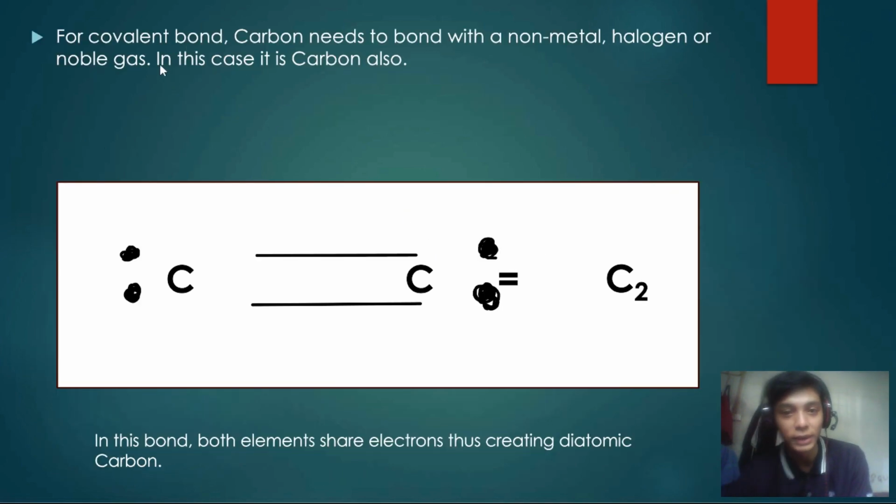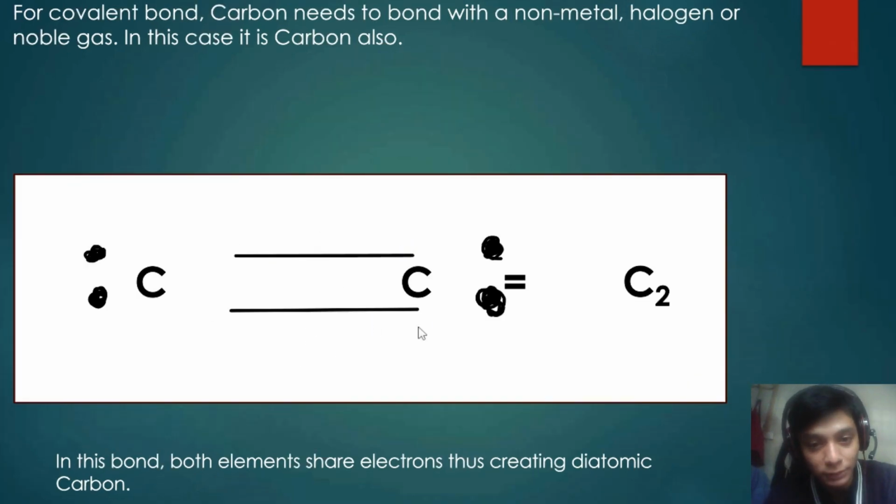The next is covalent bond. In a covalent bond, basically 2 elements share the electrons. In this case, carbon has bonded with another carbon. As you can see, there are actually 4, but they share 2. This double line basically means double bond, thus creating C2.